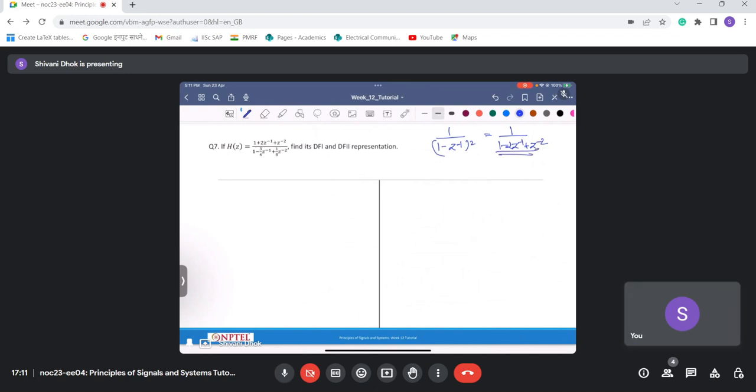In cascade, you can do 1 upon 1 minus z inverse, into 1 upon 1 minus z inverse. You have this block, just repeat it twice. All the forms will be in your rational form, so all the examples will be very similar.